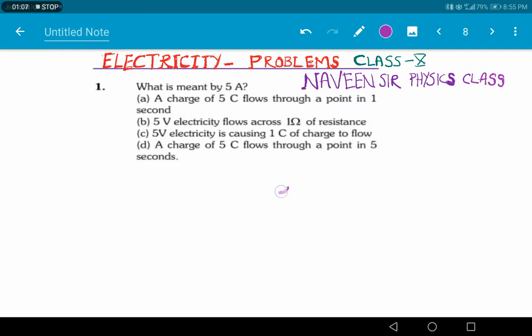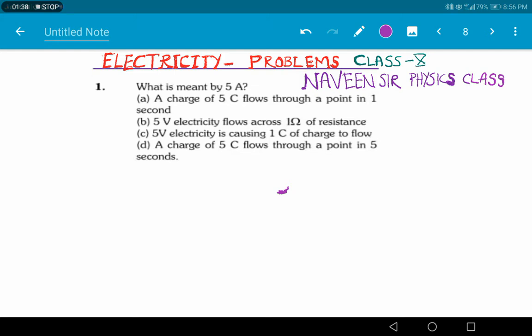Okay, but in parallel combination what will happen? The scenario changes. The potential difference is same, that is equal to applied EMF. In the same way the current splits in parallel combination. Okay, so now let us discuss the problems based on electricity.